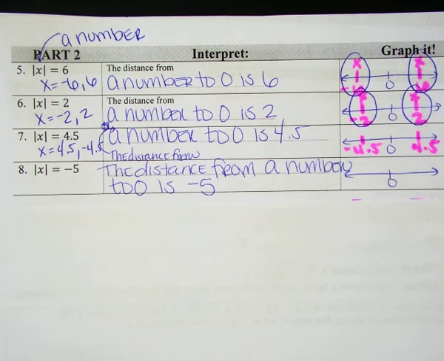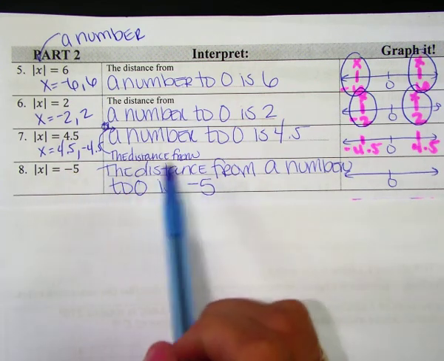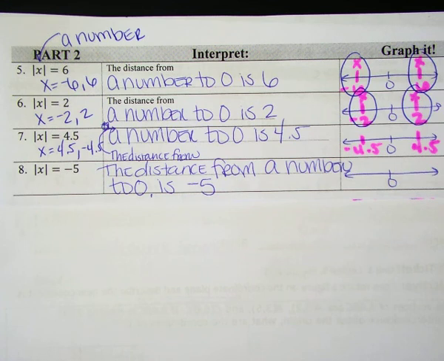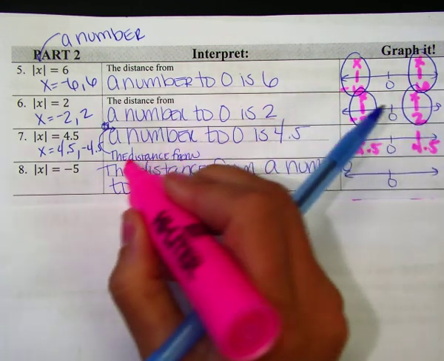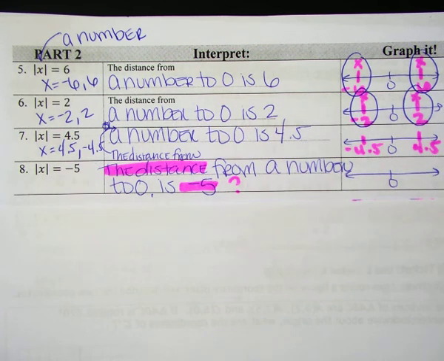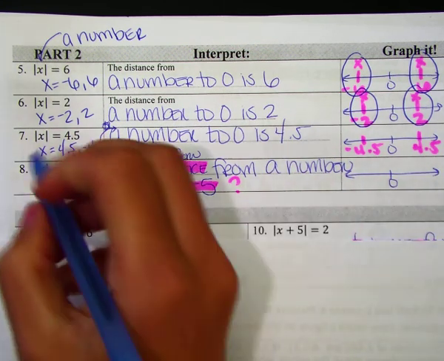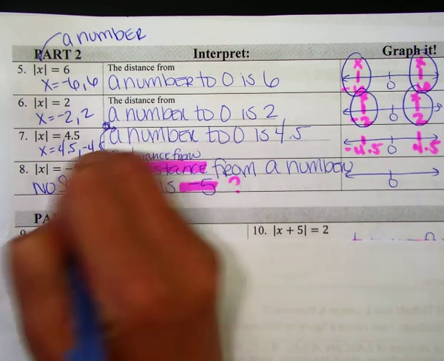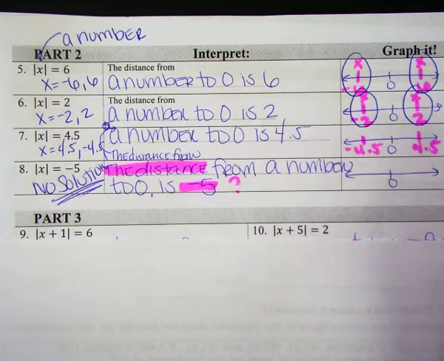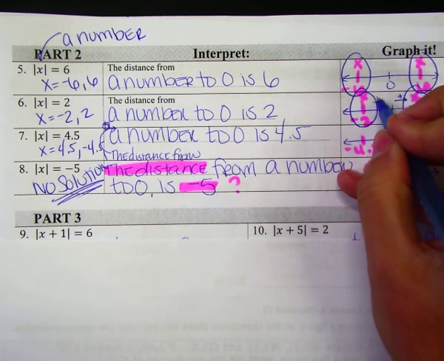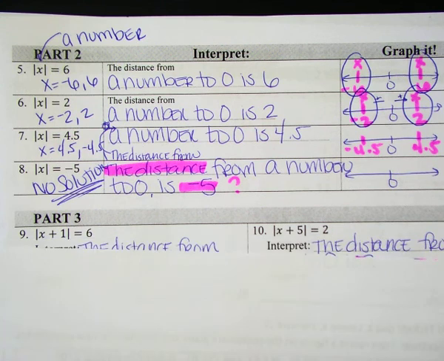The last one in this section says the distance from a number to 0 is -5. Can distance be negative? That doesn't really make sense, right? So the answer to this one is actually no solution. There is no way that we can have a location that's -5 units. Notice that all of these distances are always positive. Distance will always be positive.